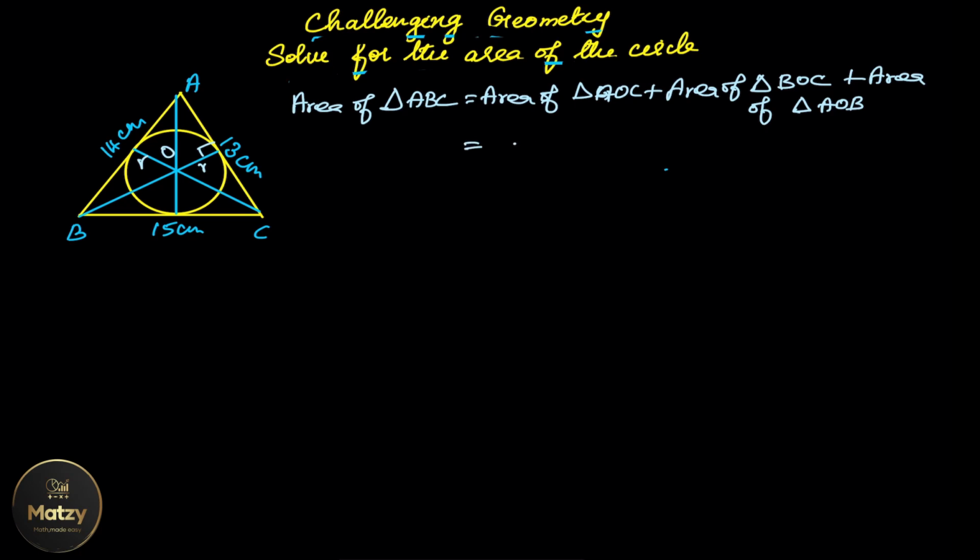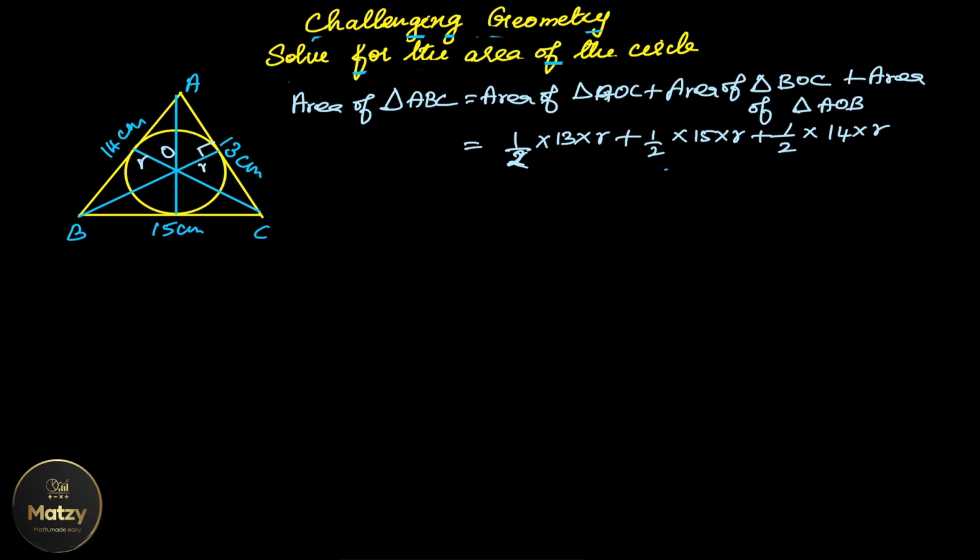What is the area of the triangle? Half into base into height. Height is the same for all. For AOC, what is AC? 13 centimeters is the base, height is R. For BOC, half into base is 15, height is R. For AOB, base is 14, height is R.